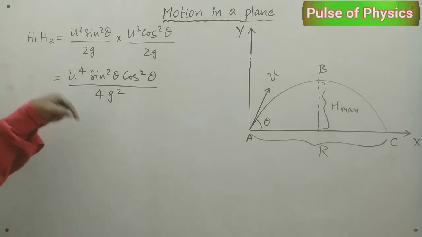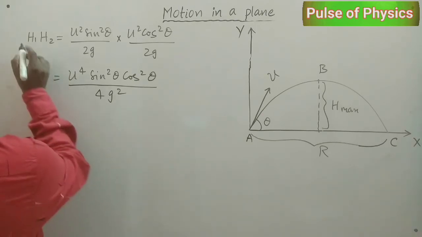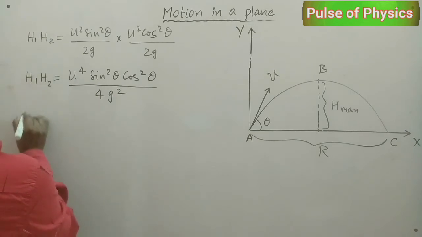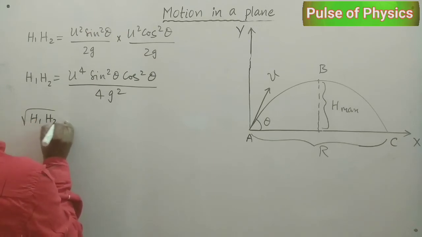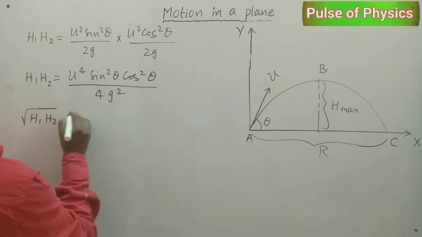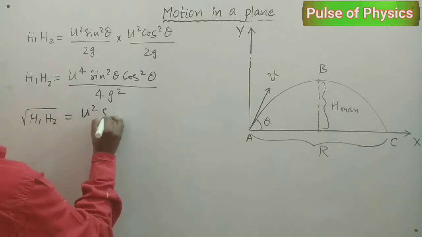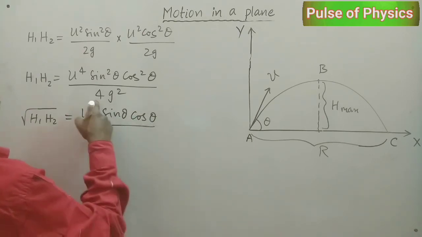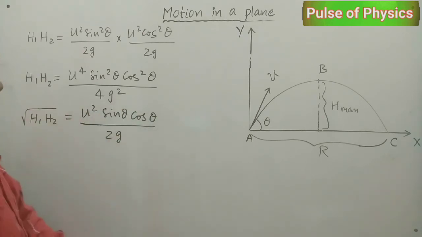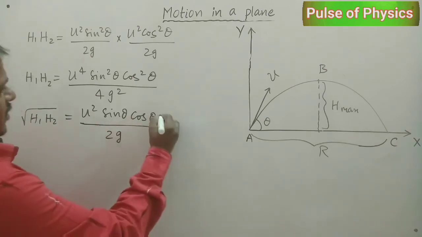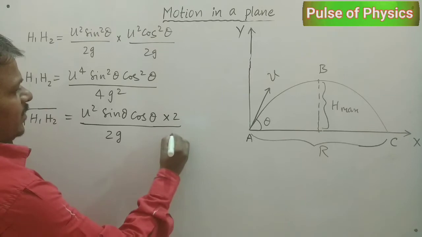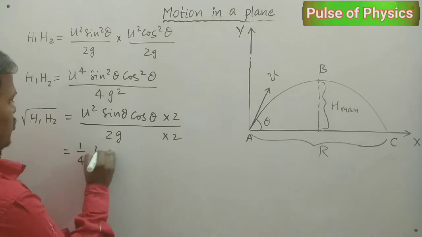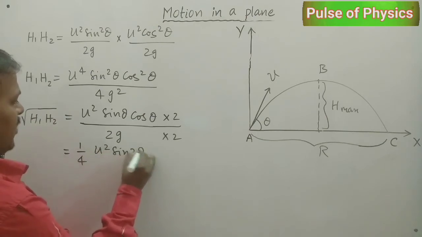So from this relation we can write this in the form of range. How to write? You see that I am taking root of the H1 H2 value. Root H1 H2. Do square root on both sides of this relation. We will get u square sin theta cos theta by 2g. Okay? Right. So here, multiplying by 2 divided by 2, I'll get 1 by 4 into u square sin 2 theta by g.